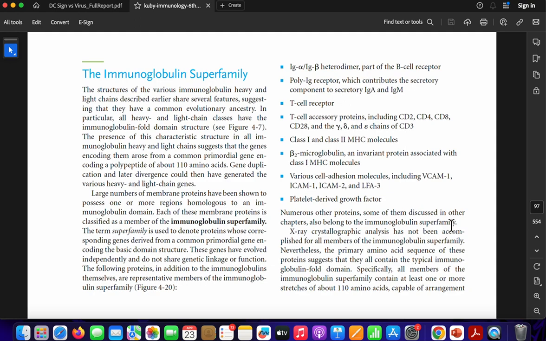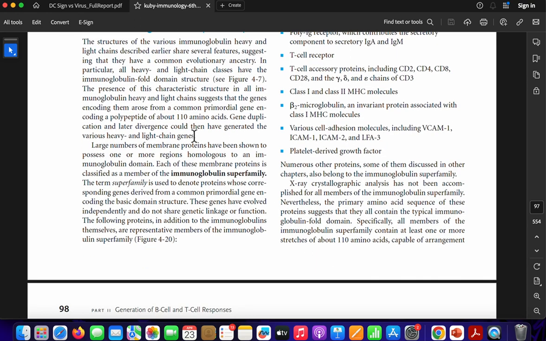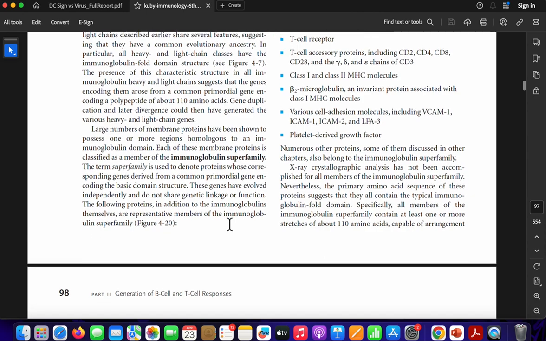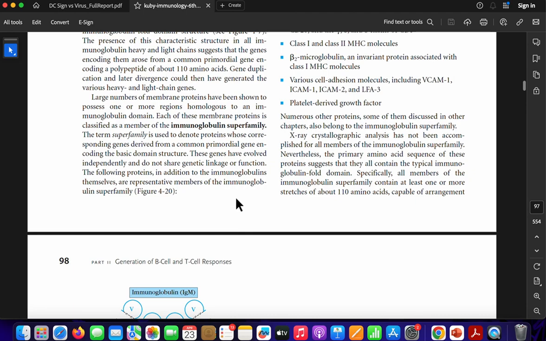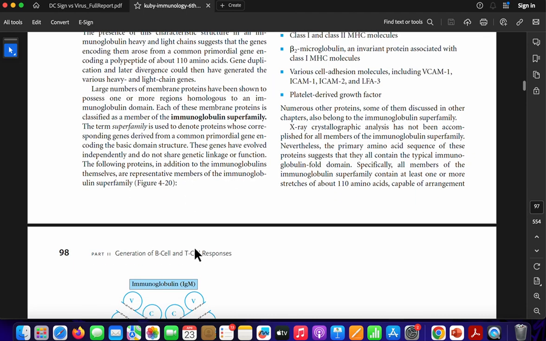So the immunoglobulin superfamily. The structures of the various immunoglobulin heavy and light chains described earlier share several features suggesting that they have a common evolutionary ancestry. In particular, all heavy and light chain classes have the immunoglobulin fold domain structure. The presence of this characteristic structure in all immunoglobulin heavy and light chains suggests that the genes encoding them arose from a common primordial gene encoding a polypeptide of around 110 amino acids. Gene duplications and later divergence could then have generated the various heavy and light chain genes.